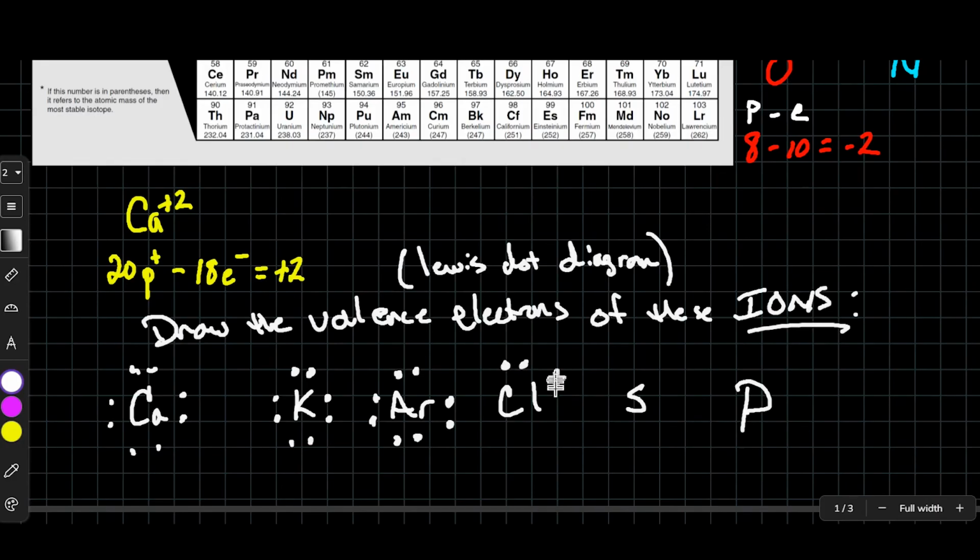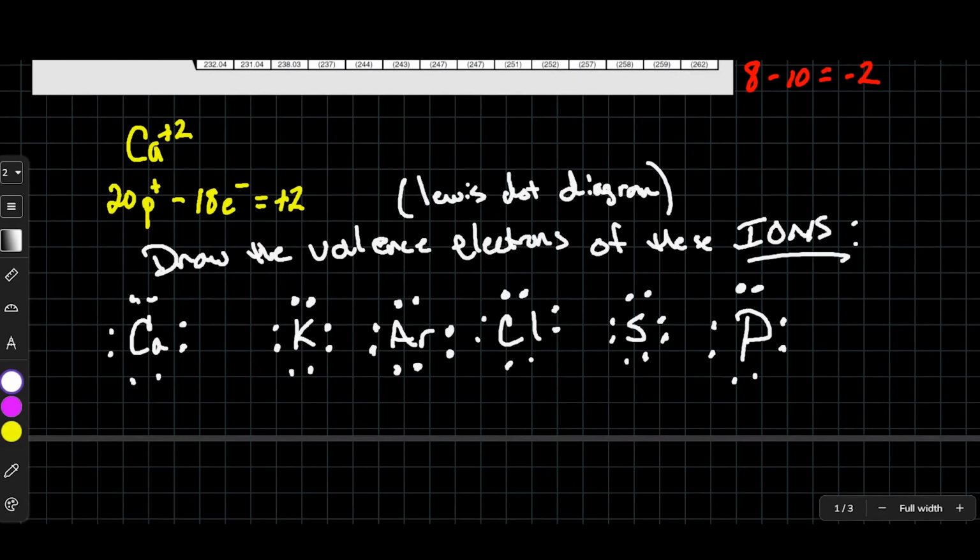Chlorine will gain an electron. Sulfur will gain 2 electrons. Phosphorus will gain 3 electrons. So calcium will be a +2, potassium will be +1, no charge, -1, -2, -3.